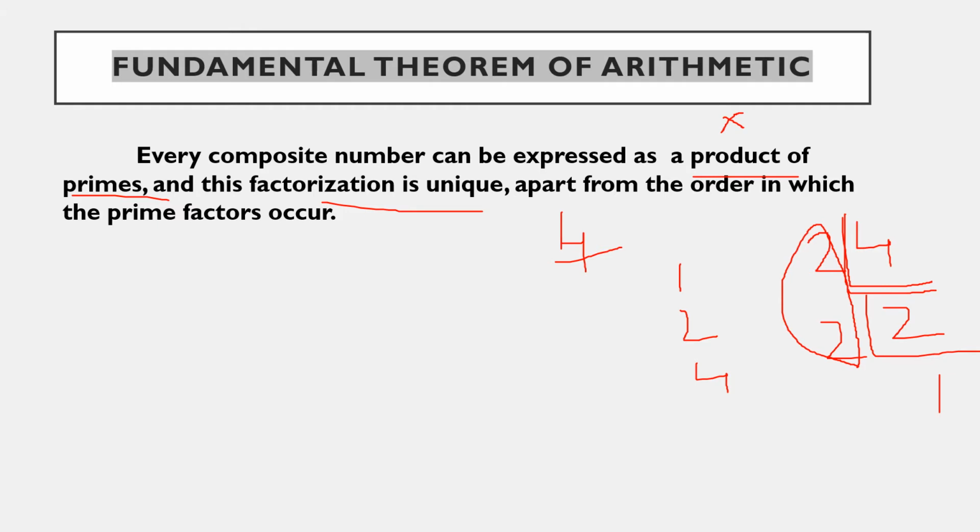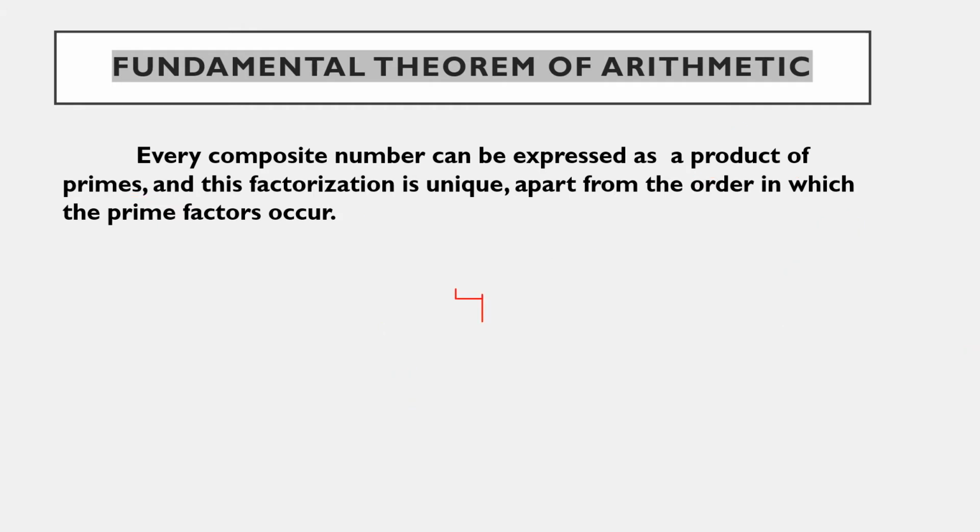These are your prime factors. So I can write the 4 as 2 into 2. Okay, so here you have product. So product means the multiplication of primes. These are the prime numbers. 2 is a prime number and 2 is also a prime number. So I am writing product of primes. Okay, in the same way, let me take another example.